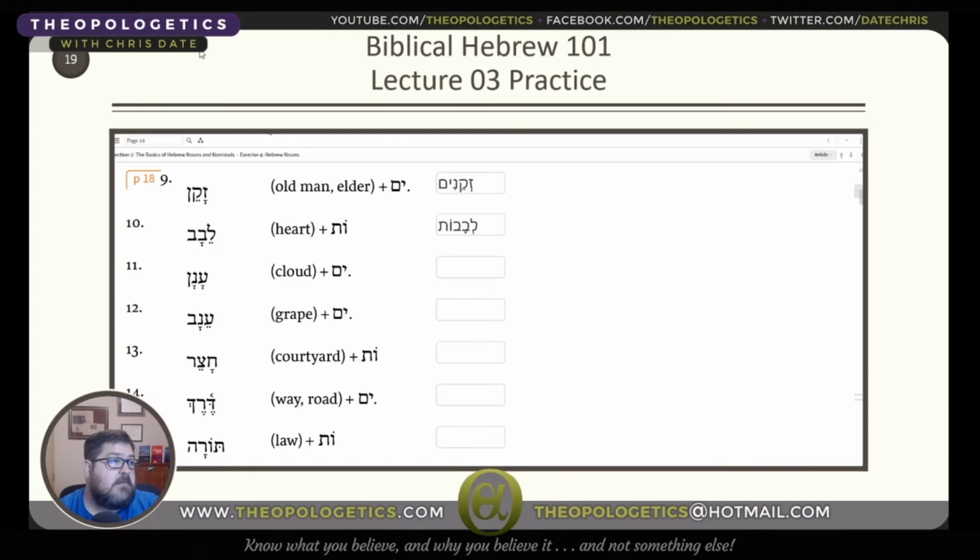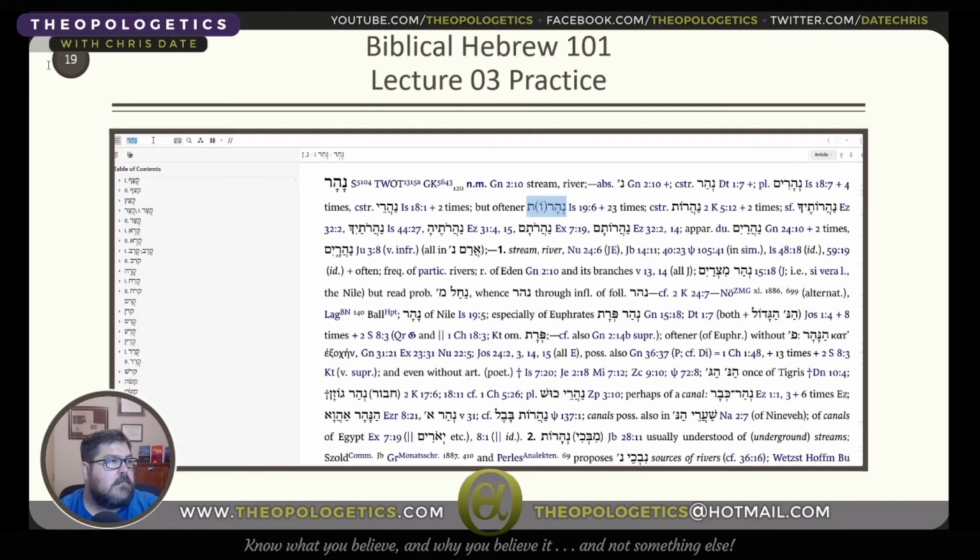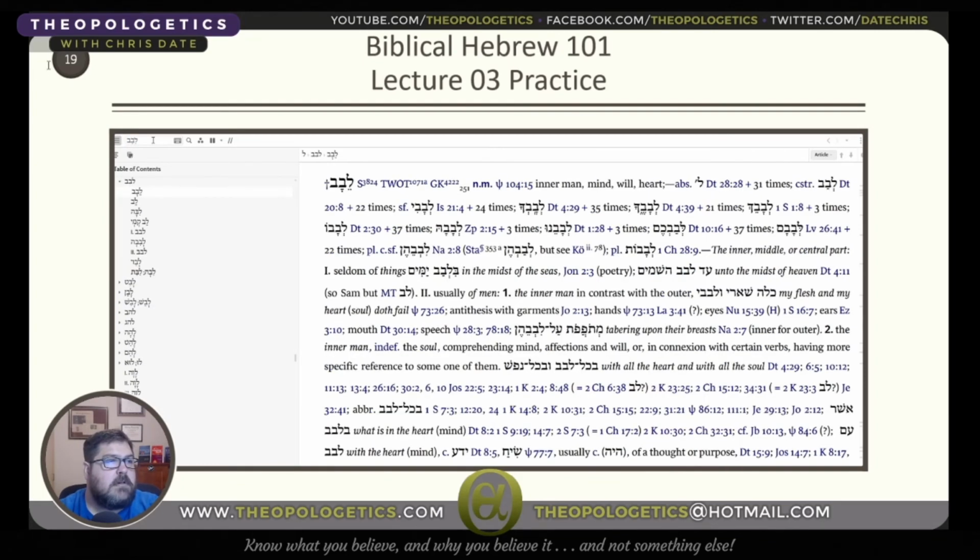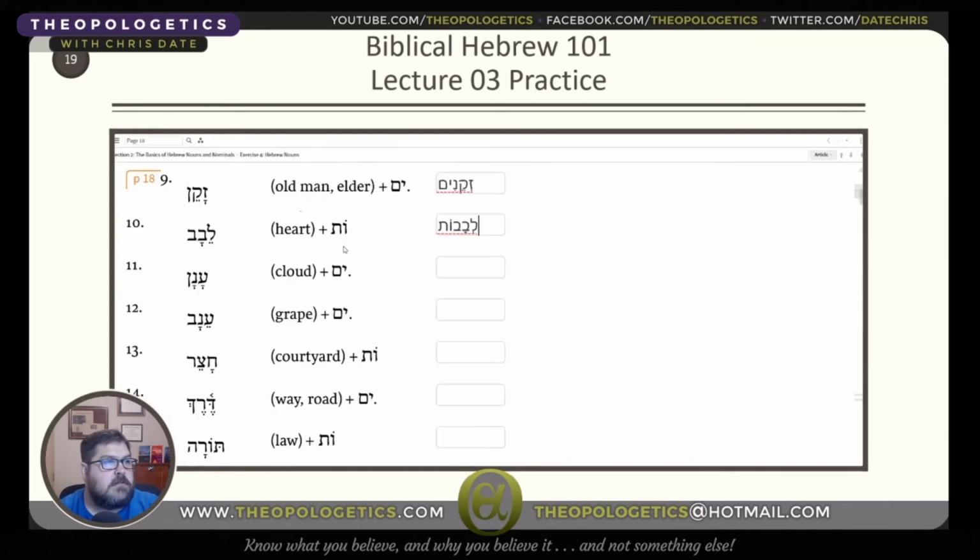Levavot. And I'm just curious, I'm going to look it up. So, levav. Let's see here. So, yeah, notice it's using the second one I came up with, levavot. So maybe the libot option would have been if the question had been lev rather than levav.